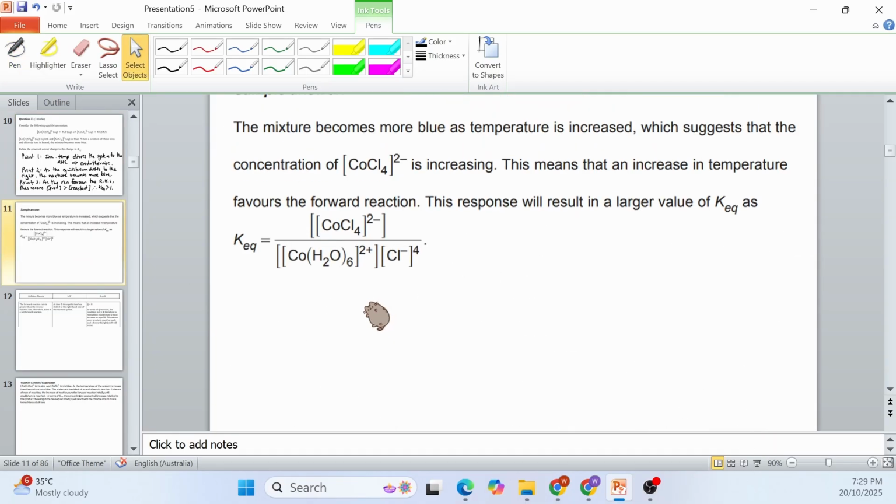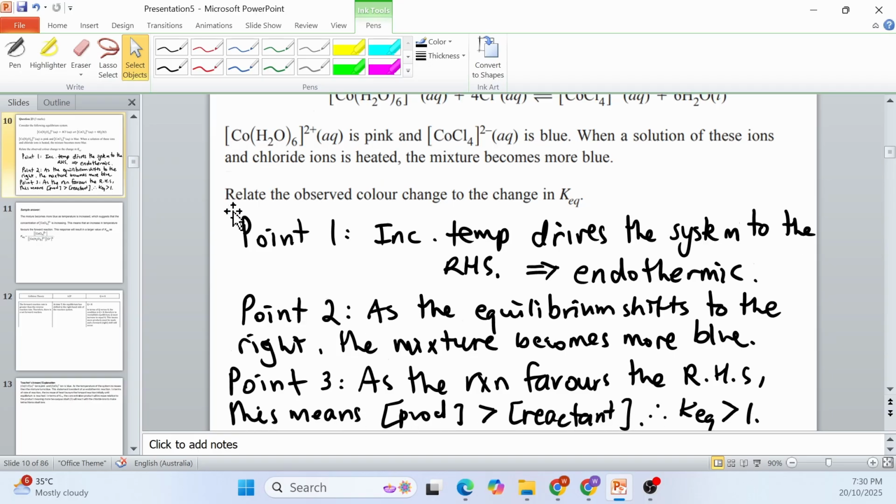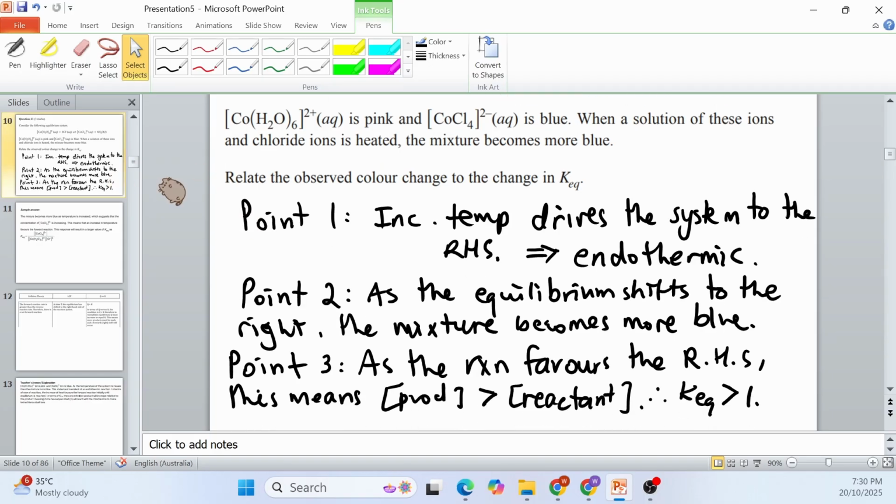The mixture becomes more blue as temperature is increased, which suggests that the concentration of CoCl4 2- is increasing. This means that an increase in temperature favors the forward reaction. This response will result in a larger value of KEQ according to the equation. Very simply, the sample answer addresses point number 1, point number 2, and point number 3.